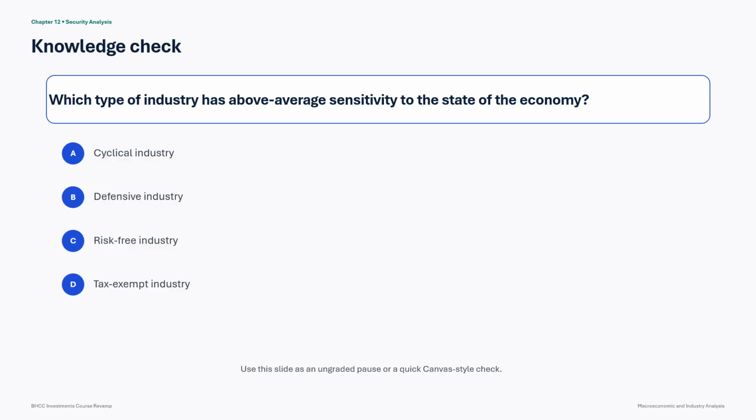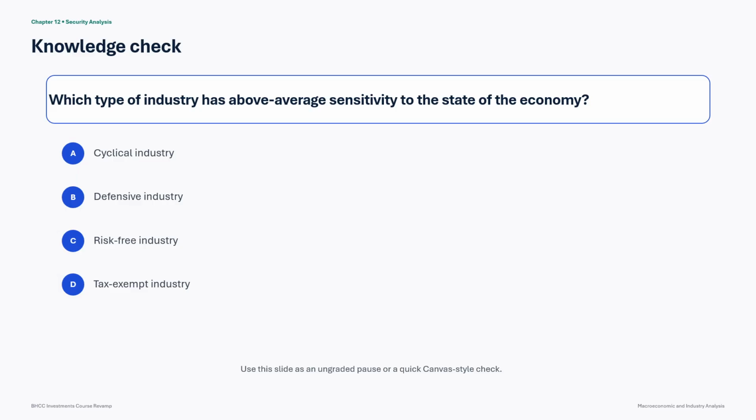Cyclical industries tend to experience larger changes in demand, revenue, and profit as the economy expands and contracts. Autos, housing, travel, construction, and capital goods are common examples. Operating leverage can magnify the effect because fixed costs do not move one for one with revenue. Answer B is incorrect because defensive industries generally have below average sensitivity to the cycle. Demand for utilities, staples, and many healthcare services is usually more stable. Again, defensive does not mean risk-free. It describes economic sensitivity, not every source of investment risk.